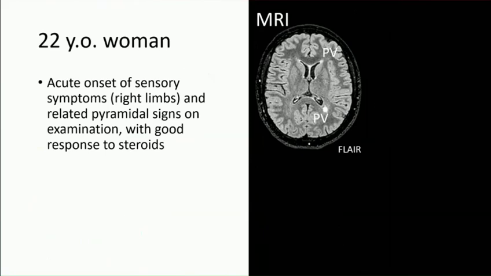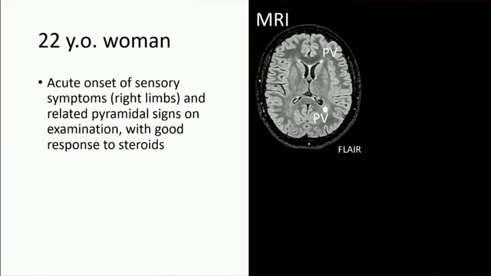Here we have, I think, the last case of my presentation. We have a 22-year-old woman with acute onset of sensory symptoms in the right limbs and some pyramidal signs on examination. And she also had a very nice response to steroids. Brain MRI, unfortunately, only showed periventricular lesions.